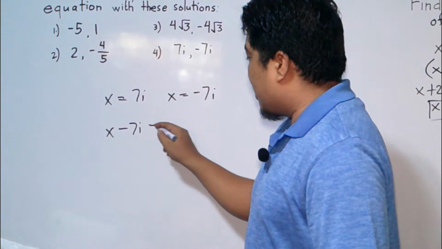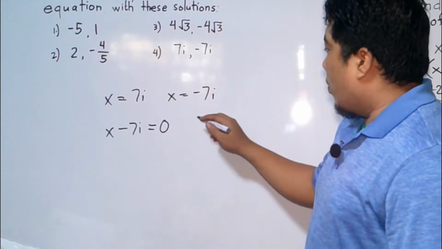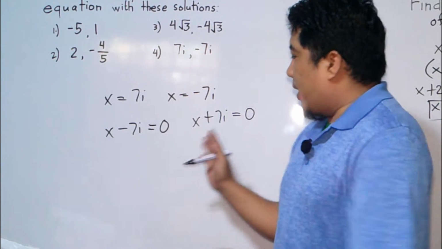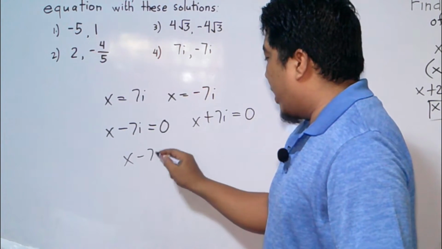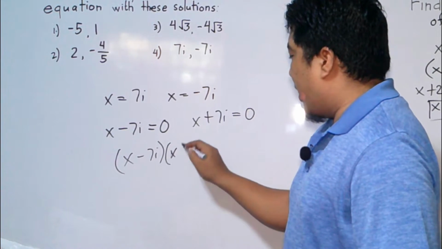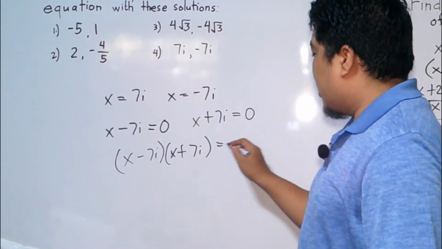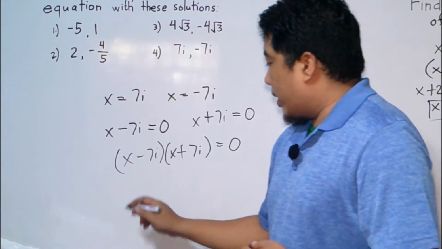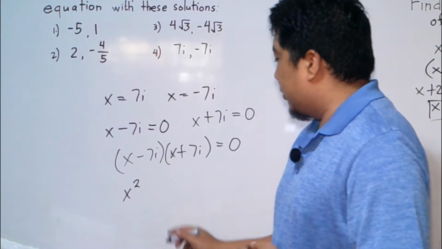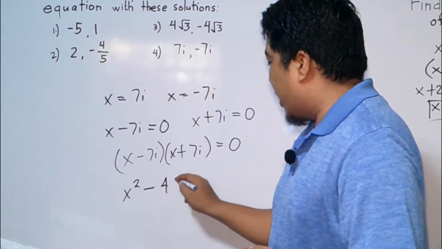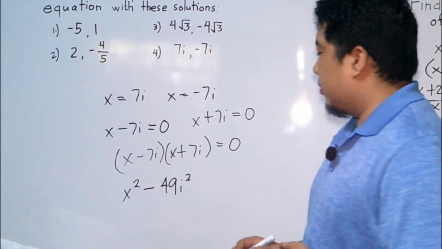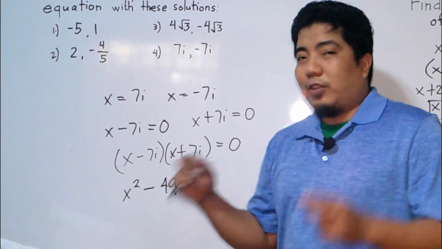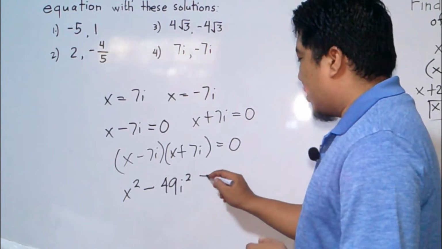transpose 7i, giving us x minus 7i equals 0, while the other one is x plus 7i is equal to 0. And then, we can combine the two factors. We have x minus 7i times x plus 7i is equal to 0. So, this is just the same as earlier in number 3. So, we can have x squared minus 49i squared. How did that happen? Just consider that the middle term will negate with each other. Okay? Is equal to 0.